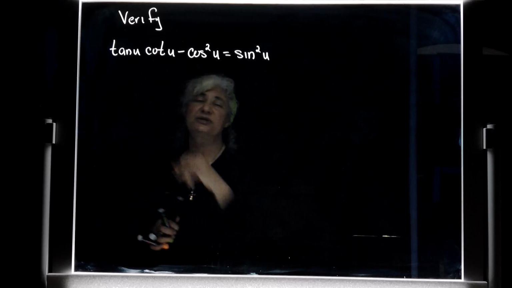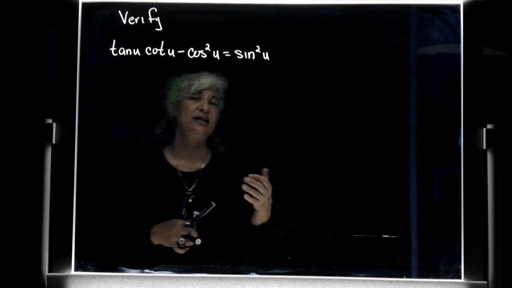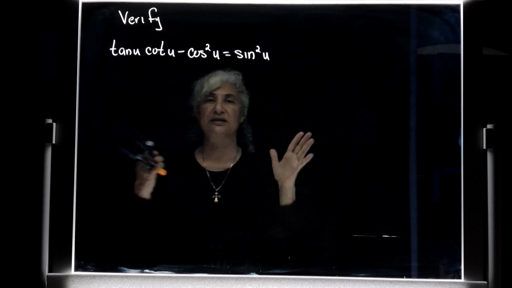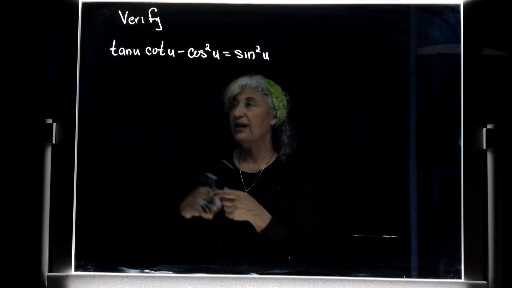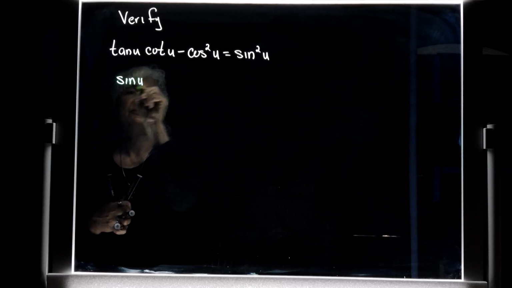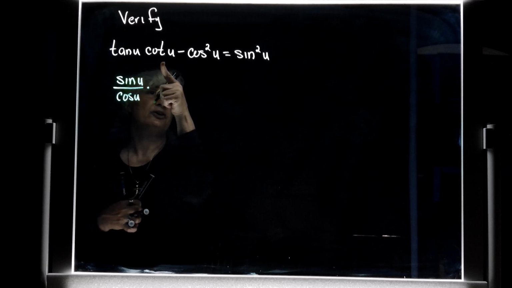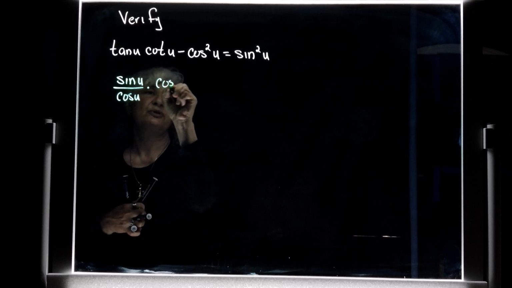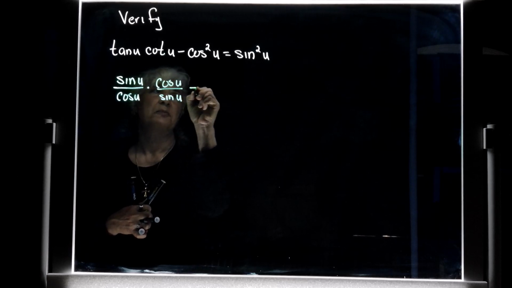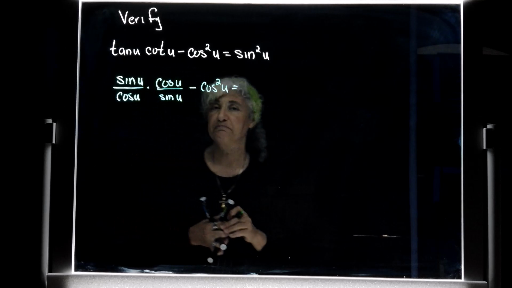Now I've got tan and cotan. So I am going to rewrite tan and cotan in terms of sine and cosine, since the rest of the equation's in sine and cosine. So when I do that, this is going to be the sine of u over the cosine of u. And I'm multiplying it by cotangent, but cotangent can be rewritten as the cosine of u over the sine of u. Minus cosine squared u equals that side.